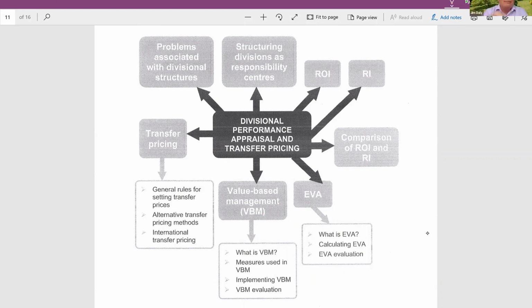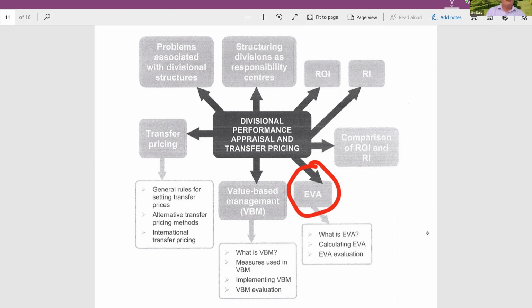So what are the problems associated with divisional structures? Structuring divisions as responsibility centers. What level of responsibility do you give the center? Be it cost, be it revenue, be it a profit center or an investment center. And measures that can be used: return on investment, residual income, problems of using either of those or the comparison between them. And then the big one inside here would be EVA, economic value added, examined practically in every exam paper. What is EVA? Calculating EVA.